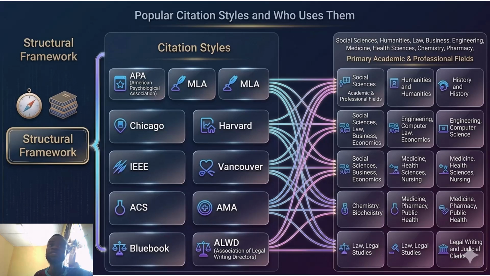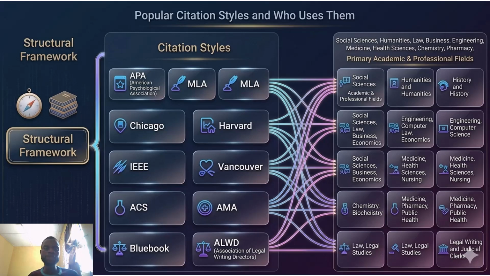The key to success is simple: know your field, follow official guidelines, stay consistent, and always cite properly. Once you understand the logic behind citation styles, they stop feeling like obstacles. They become tools that strengthen your research and make your writing more professional.